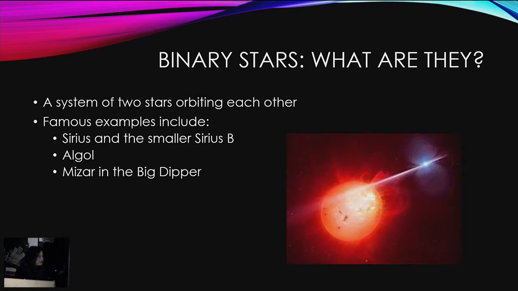Some famous examples are the star Sirius, the dog star, and it has a companion, the much smaller Sirius B, which you can't see with the eye, but we can detect it because it has a gravitational impact on Sirius. The star Algol is a binary system, and the star Mizar in the Big Dipper is also a binary star. So, those are some famous ones.